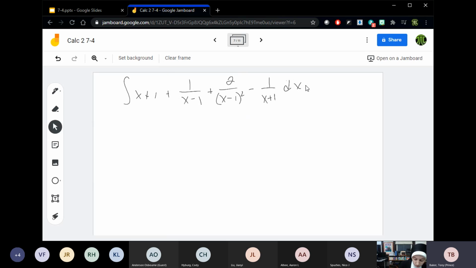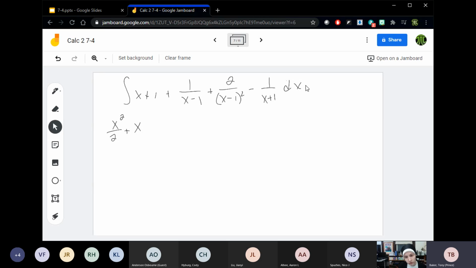All right, so let's go through into each of these pieces now. So the x is going to be x squared over 2. The 1 is just going to be x. Now, I'm going to actually do the next two completely out so you can see it, because I think that's the piece that was missing for somebody or a few people probably.